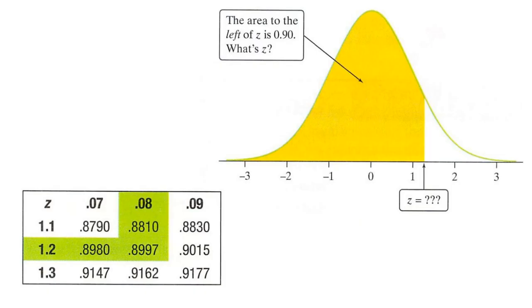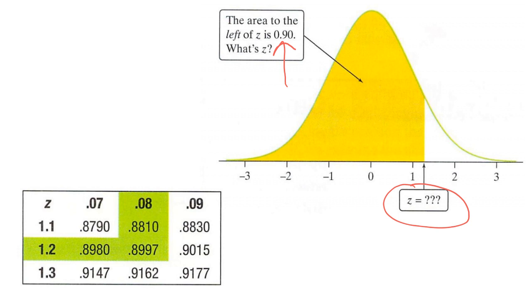So what about working backwards? What if you were given an area and you wanted to find the z-score? Like in this example here, where you were given an area of 0.9 and it wants to know what z-score that falls at. Okay, so again, you can use table A to work backwards. And you can also use your calculator, which I think is a little bit more specific.